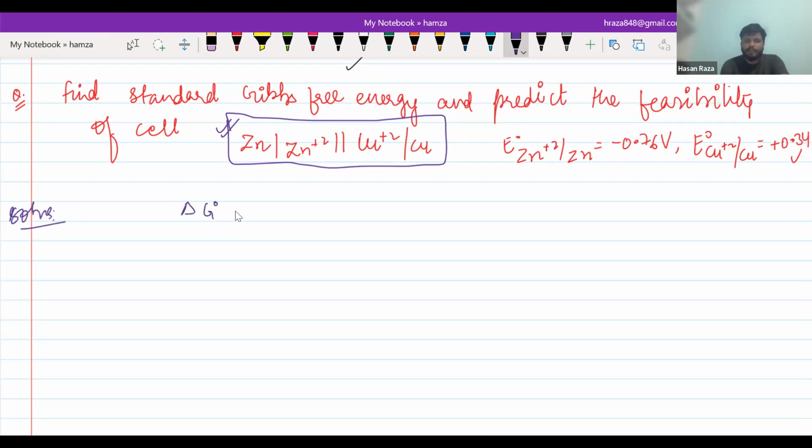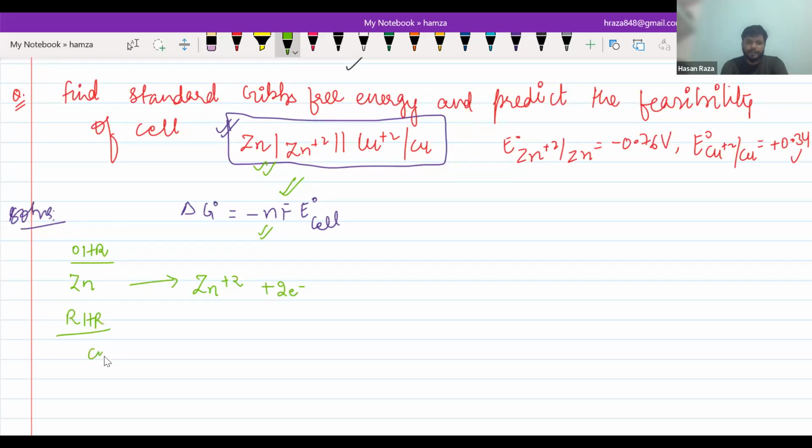We have a formula delta G naught is equal to minus nFE naught cell. We know the value of F, and we can easily find the value of n. From this, we can write the oxidation half reaction. On the left hand side, you can see Zn is going into Zn plus 2. That means it lost 2 electrons, so it is the oxidation half reaction, and this is the reduction half reaction. That means Cu plus 2 is converting into Cu, so it gains 2 electrons.